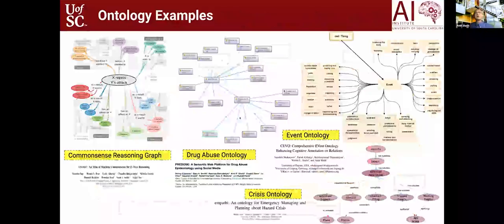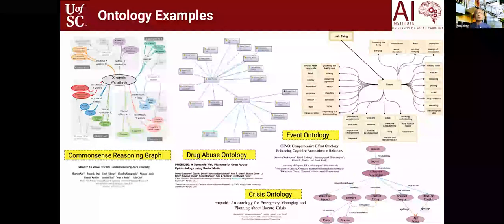These are some of the ontology examples over many years. Most of these, as you see here, are developed by human hands, by humans. They may be developed by a single person, multiple persons, a community, a group, and so on and so forth. But you can see the variety here.